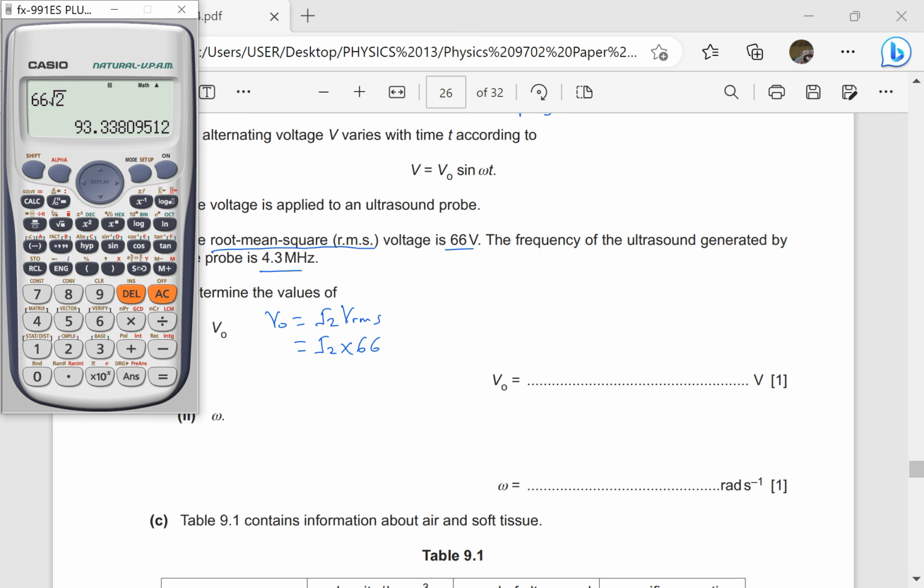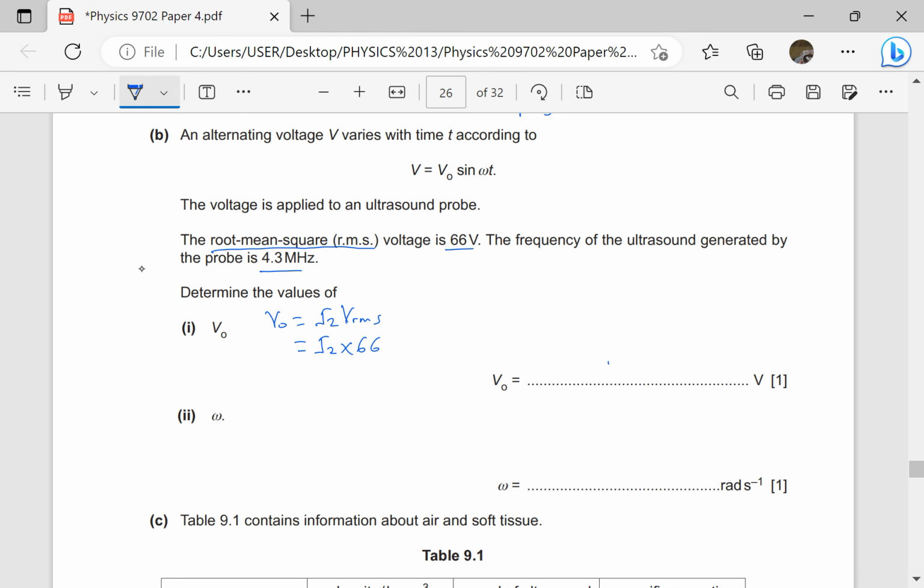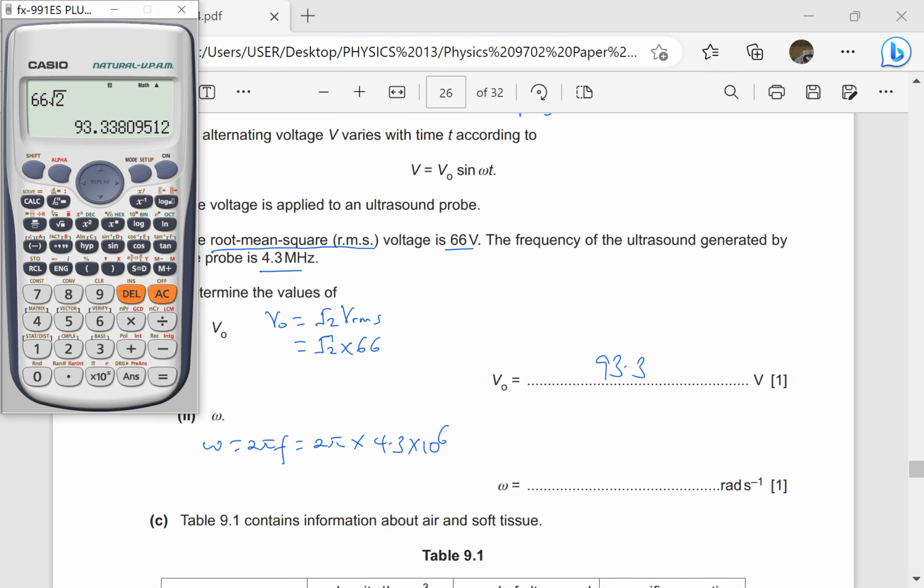That gives us 93.3, so this is 93.3 volts. Now do not forget to put 66 under the root. Then omega: they have given us the frequency. We know that omega is 2 pi f. So this will be 2 pi times the frequency, which is 4.3 times 10 power 6, because it is mega.